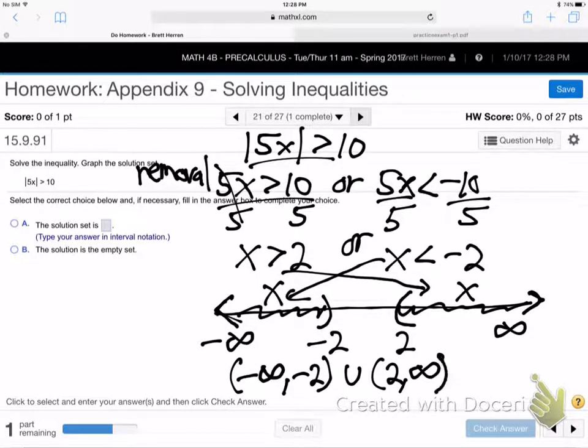United to 2 to infinity, like that. What does it mean the solution is an empty set? Oh, it means there's no answer. Yeah.